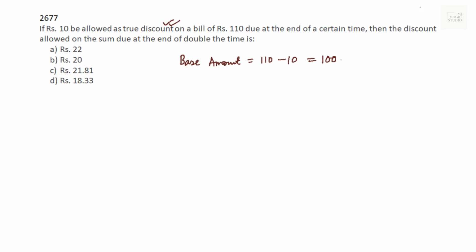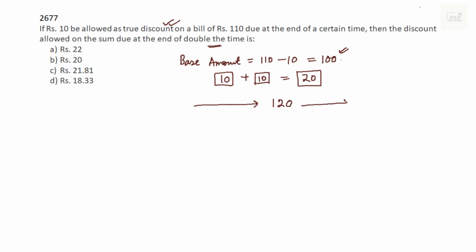Now the discount allowed on the sum due at the end of double the time. Since we are considering simple interest, the interest for the first period is 10, and for the second period of the same length it would also be 10, not 100. It is 10 and 10. That means the total true discount is 20.